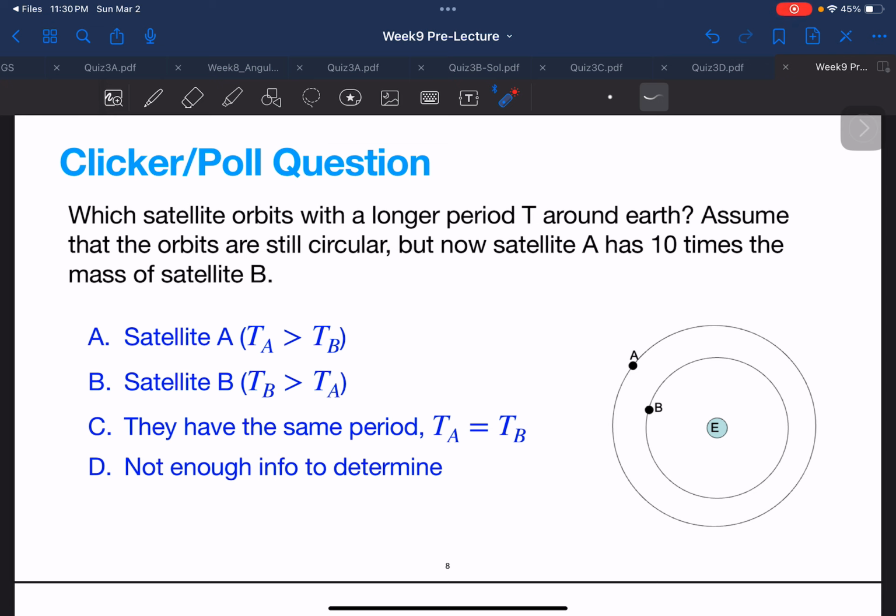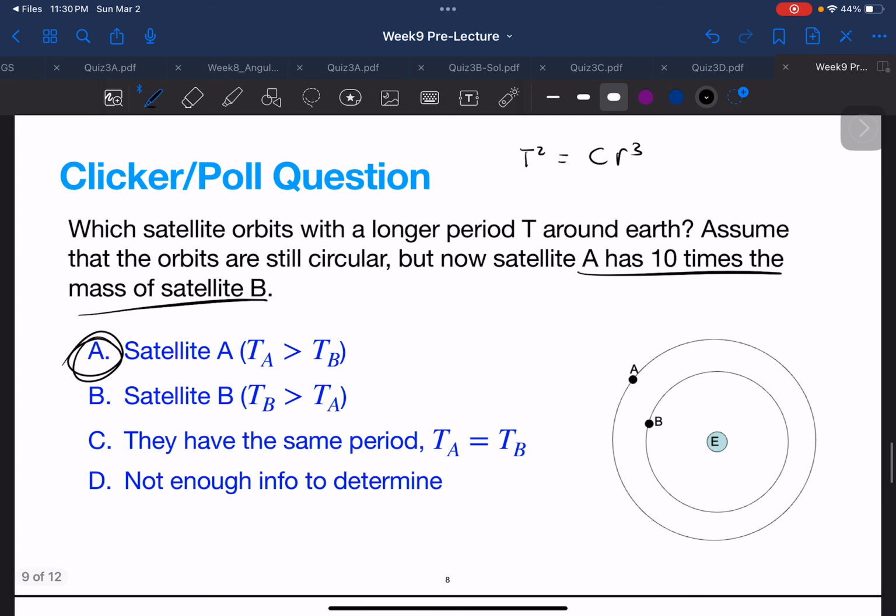Okay, once you've paused the video and thought about it, hopefully you started questioning: well, T squared is equal to some constant times radius cubed. We need to remind ourselves, I see no mass of the orbiting object in here, so what is this constant dependent on? As mentioned a couple slides ago, this constant only depends on the mass of the central body and not the orbiting body. So it doesn't matter that A is 10 times heavier; this relationship still holds because the fact that it's 10 times heavier doesn't change anything in this relationship.